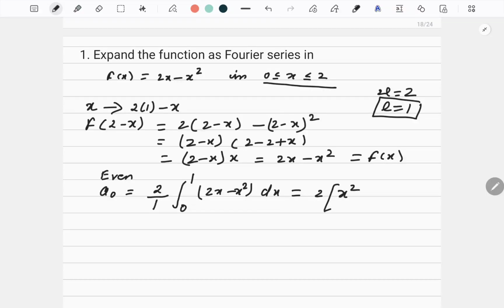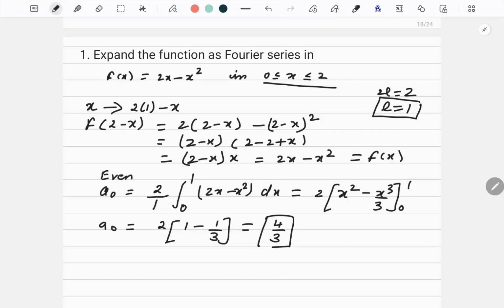Then x square by 2, and the 2 will get cancelled. So x square minus x cube by 3, from 0 to 1. So a0 is equal to 2 times (1 minus 1 by 3). So 3 minus 1 is 2 by 3, so that is 4 by 3. So the a0 value I got is 4 by 3.